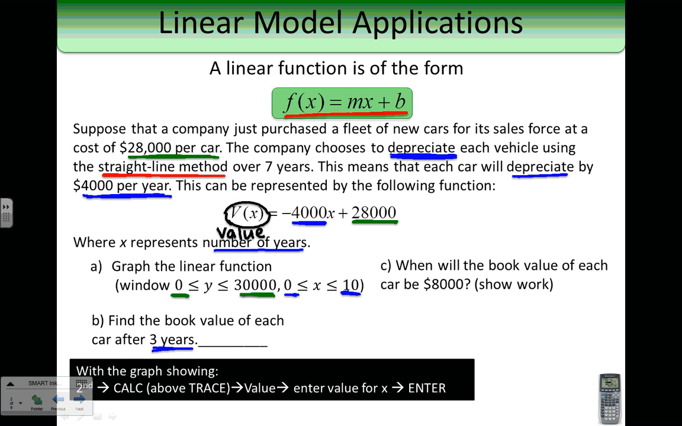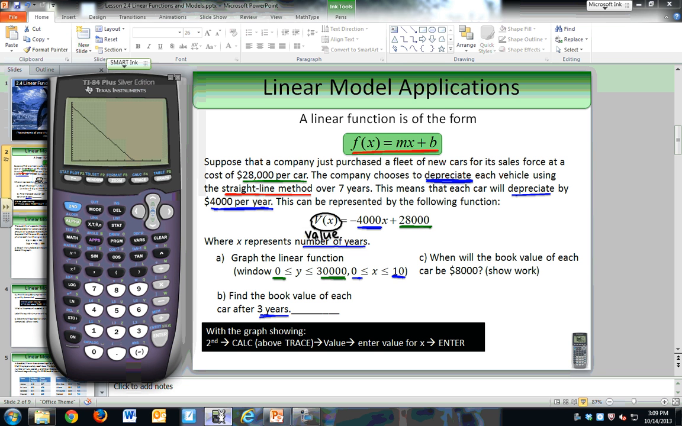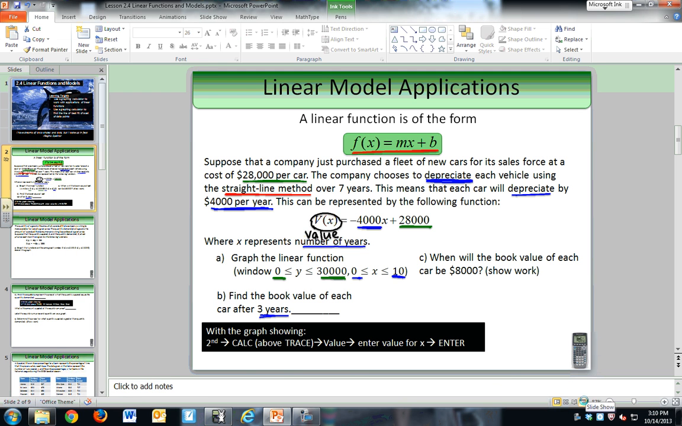So if you go back to your calculator, if you go to second calc, that first option there says value. So what that is, I'm going to tell the calculator which X value to plug in, and it's going to give me the output for it. It's going to tell me what my value of the car is. So choose option 1, and you said X is 3 years. Hit enter. Finds that point on the graph. So Y is 16,000.